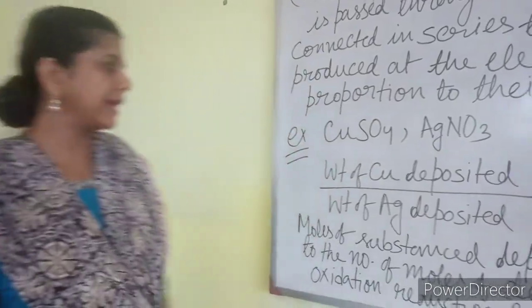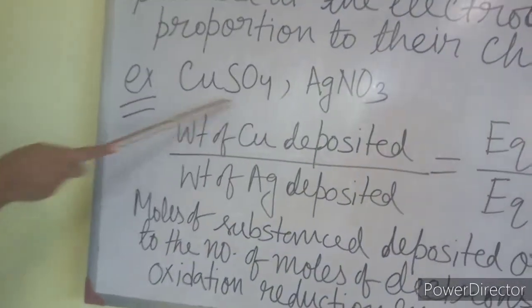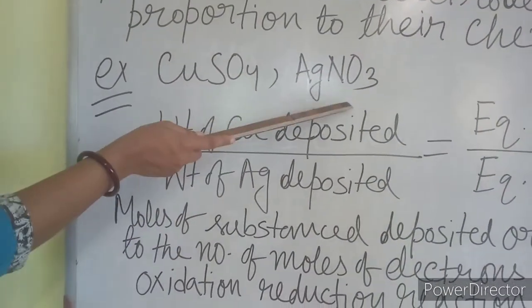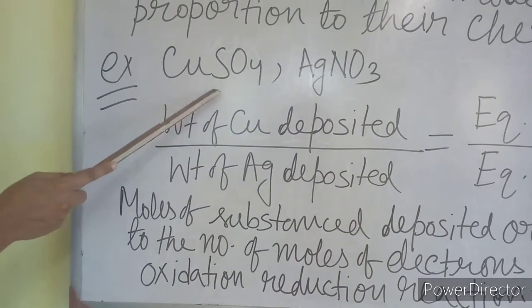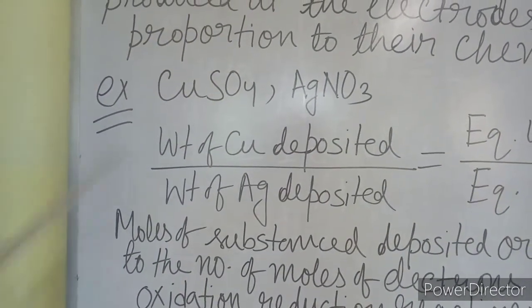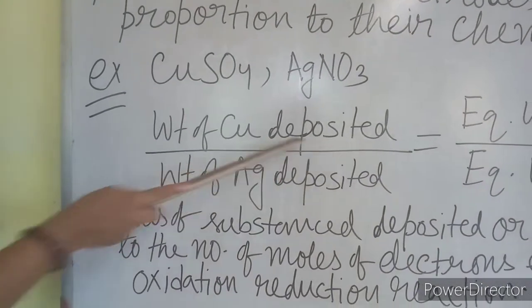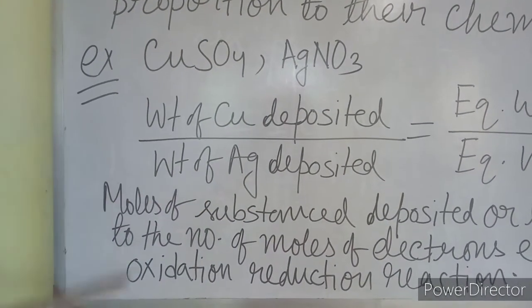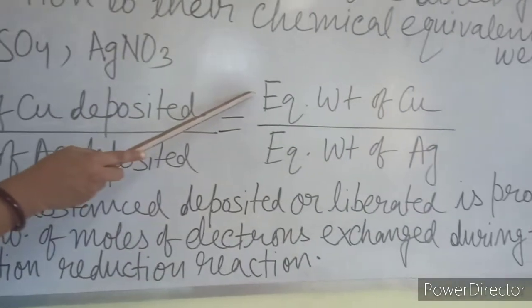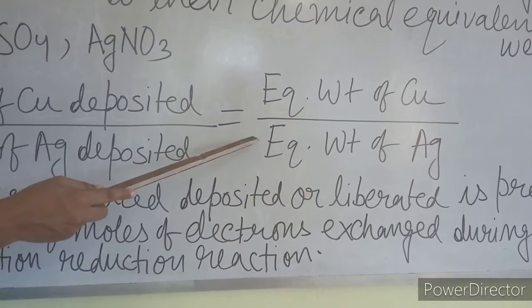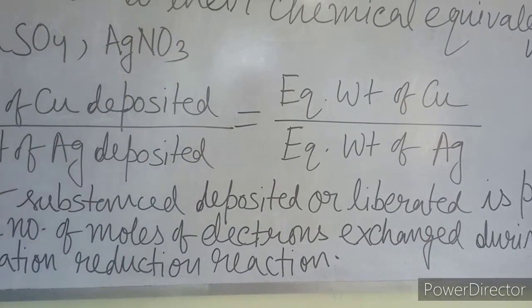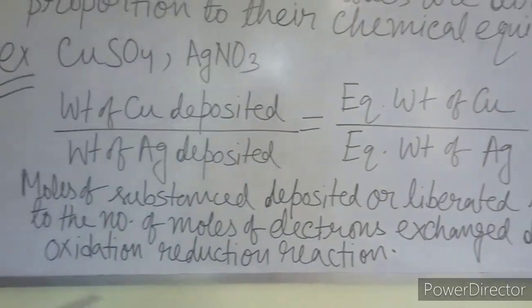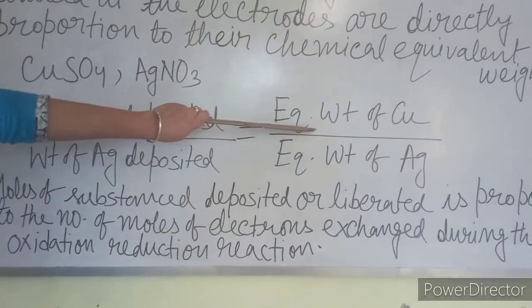Suppose I take two electrolytic solutions, one copper sulfate and another silver nitrate, AgNO3. The same amount of electric current is passing through them, and they are connected in series. So the weight of copper deposited divided by the weight of silver deposited will be equal to the equivalent weight of copper divided by the equivalent weight of Ag, that is silver. This conclusion I am getting from Faraday's second law. But nowadays in modern chemistry we don't use the term equivalent weight.